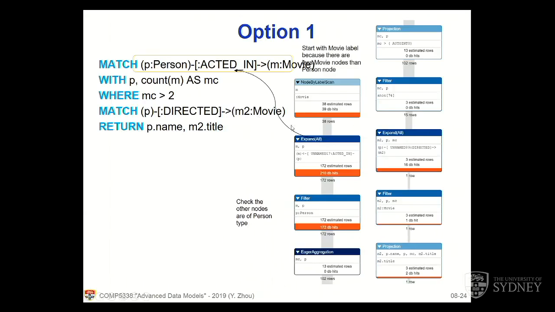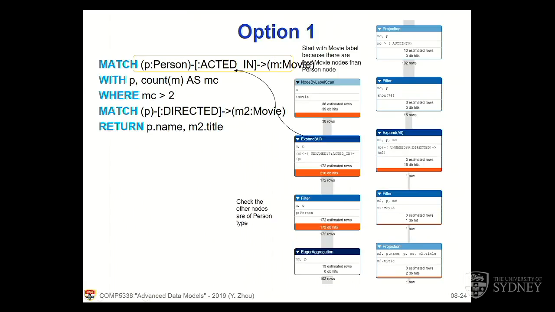And then we try to expand for all the 15 persons that acted in at least 3 movies. We try to see if they directed some movie. And now we only find 1. And that's the result, and then we return the result. So that's one way of writing it.